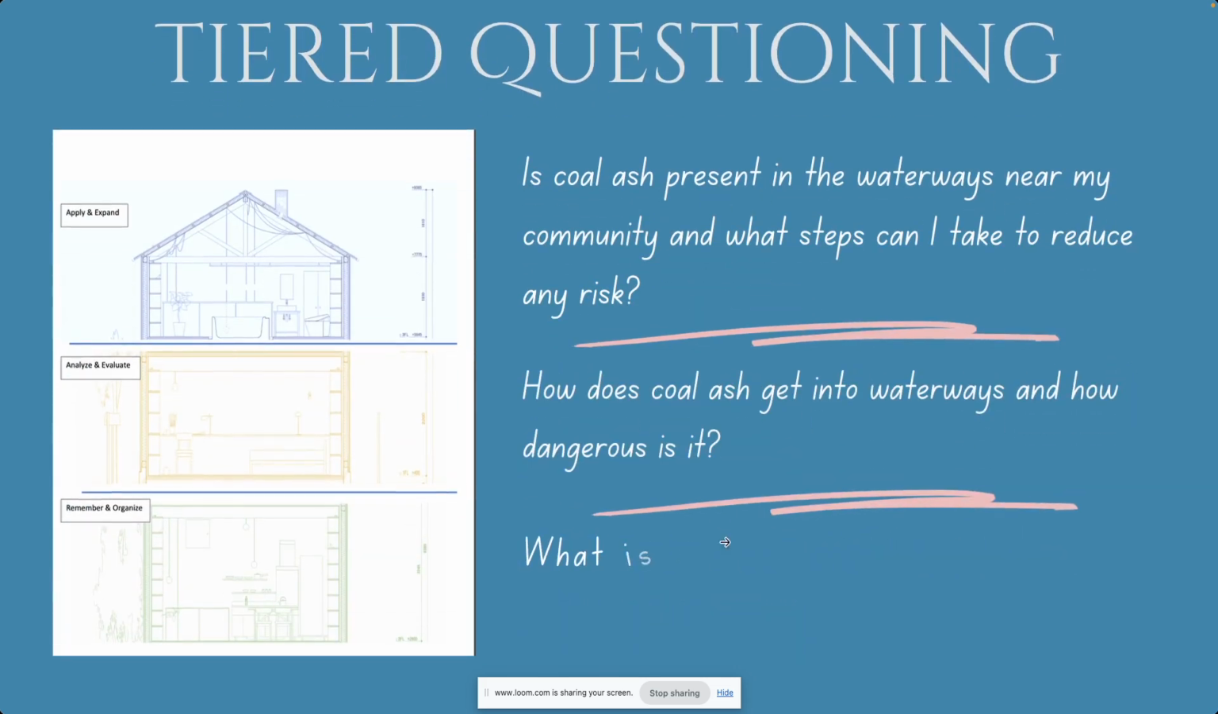Here's an example from either a science classroom or an environmental science classroom. A low tier basement question may be, what is coal ash? Can be simply answered in a couple words. A top tier question may be, is coal ash present in the waterways near my community? And what steps can I do to reduce any of my risks? So when you ask students, either through the TQE worksheet or the tiered questioning framework, to think about what they know, what they don't know, it gets them prepared to sit down at the table when the academic discussion begins.